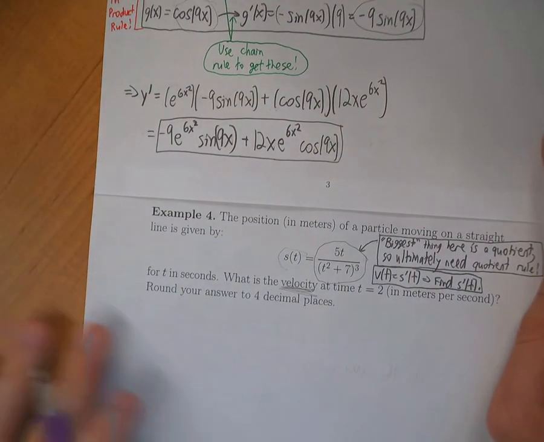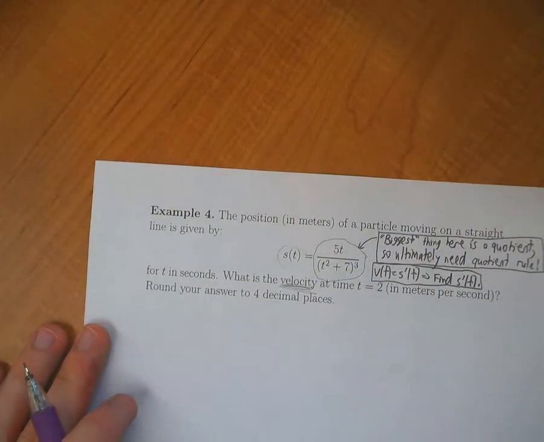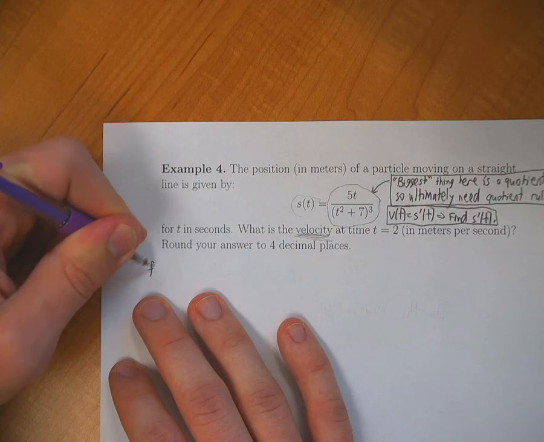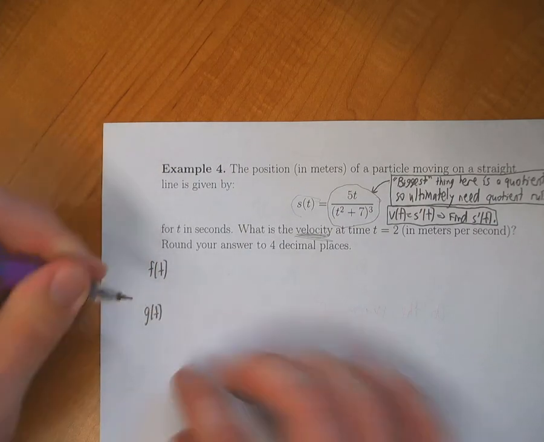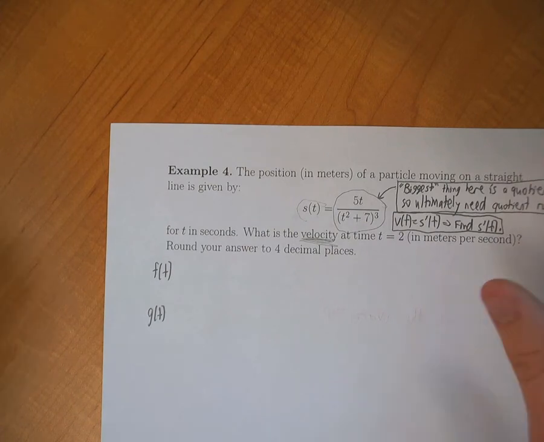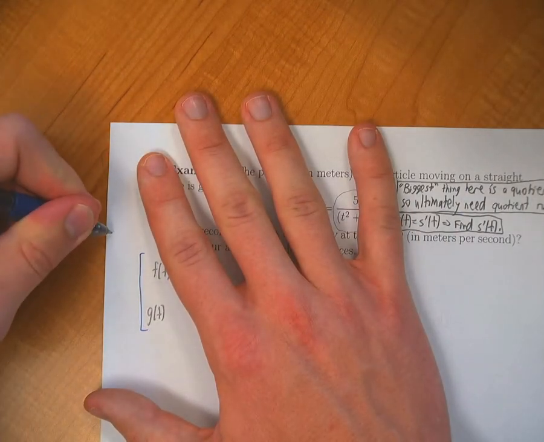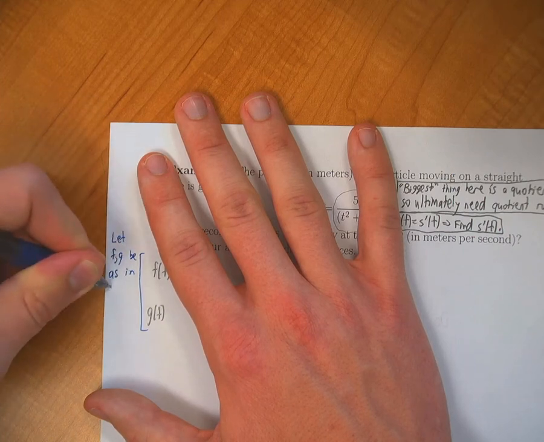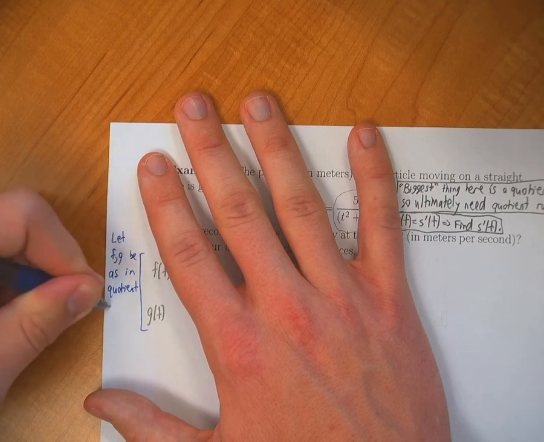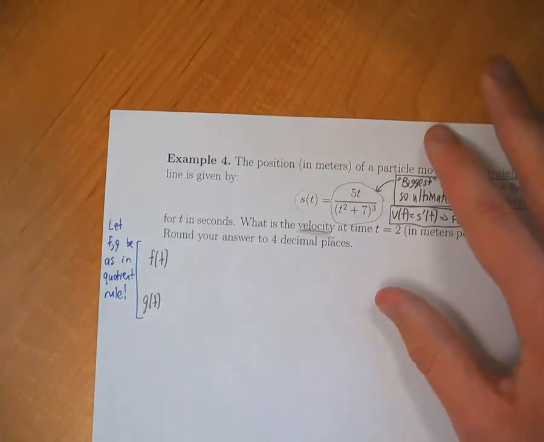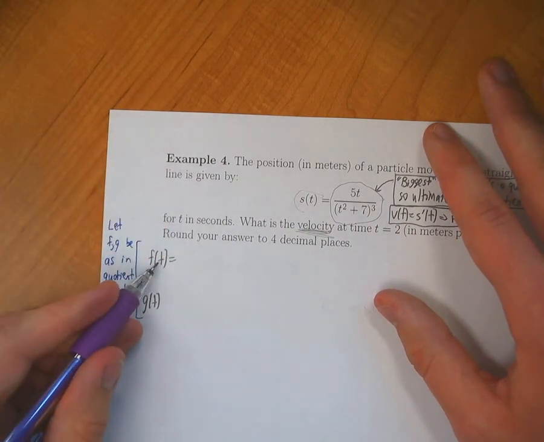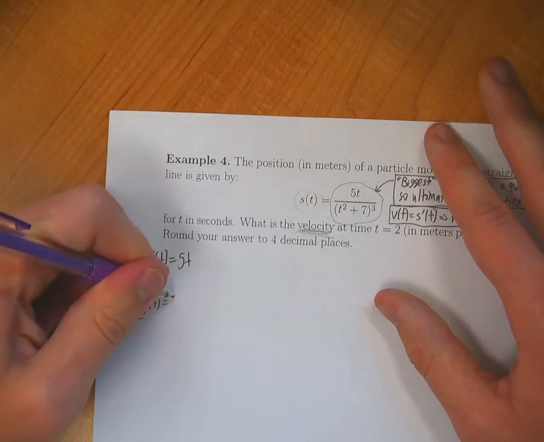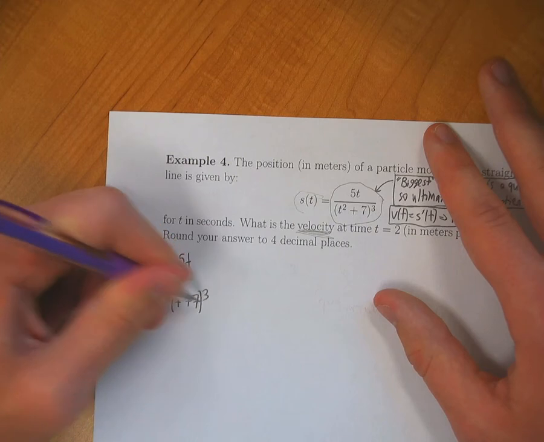Okay, so if that's the case, now we're going to let f and g be as in quotient rule. So we have f of t and g of t, because t is our input variable here. If you recall, f corresponds to the numerator and g the denominator. So we have 5t is f of t, and g of t is the t squared plus 7 quantity cubed.